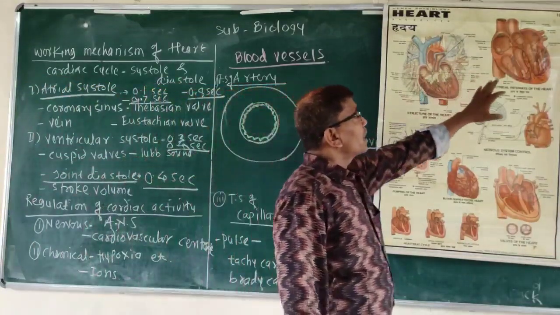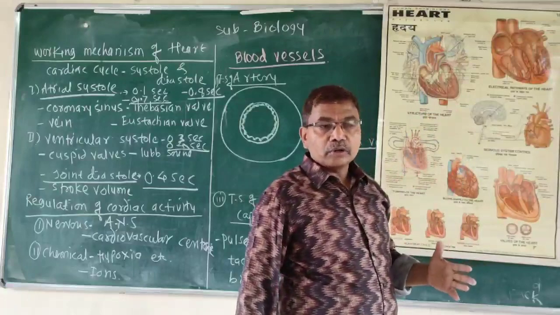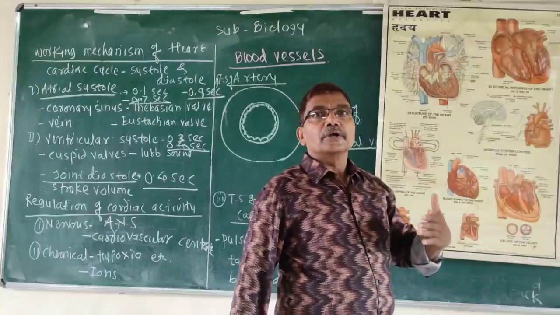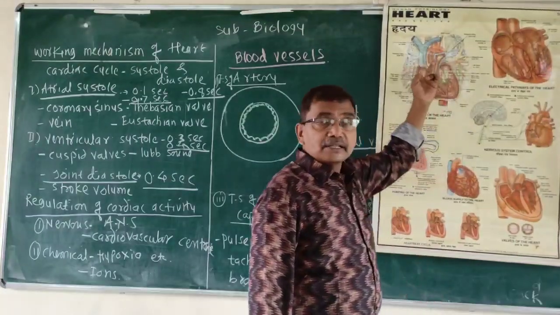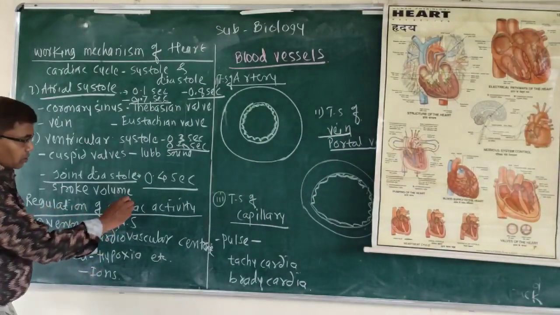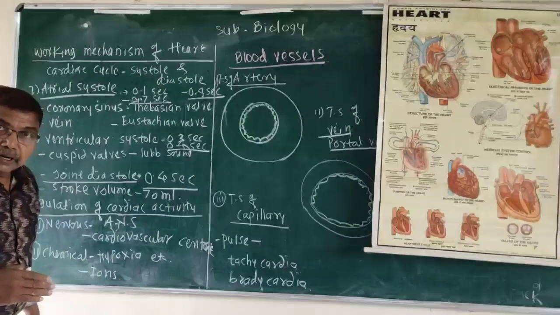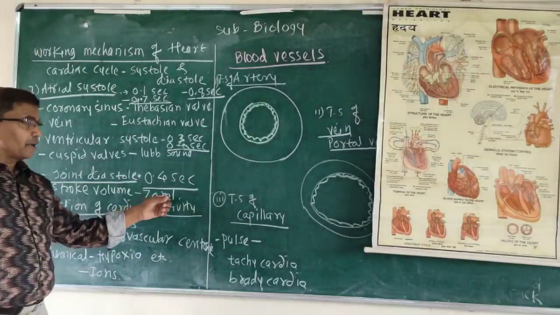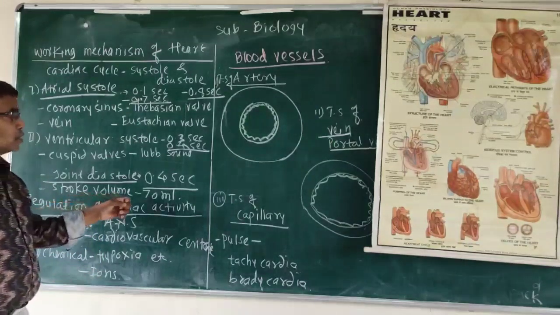When there is contraction of the ventricle, meaning ventricular systole, blood is pushed into the related blood vessels. The total amount of blood, about 70 ml per stroke, per ventricular systole, is given out by the heart, which is called the stroke volume.